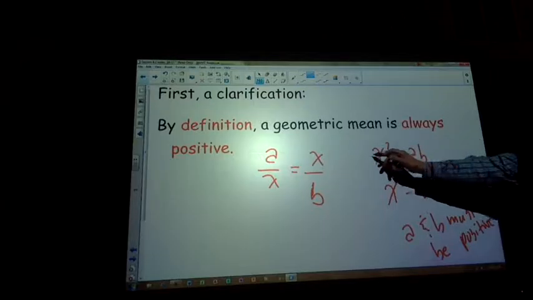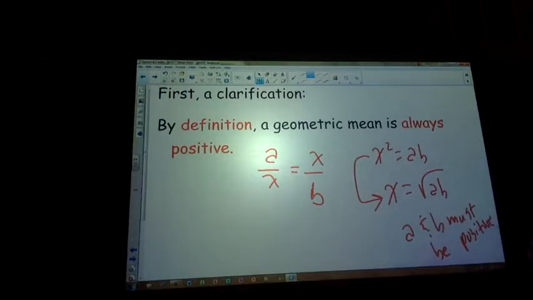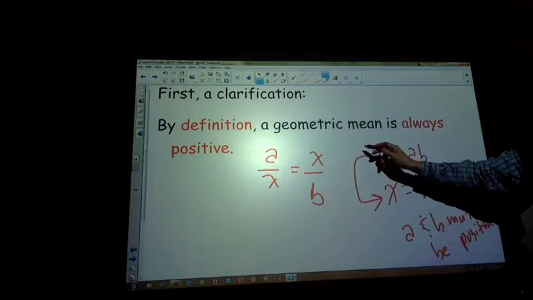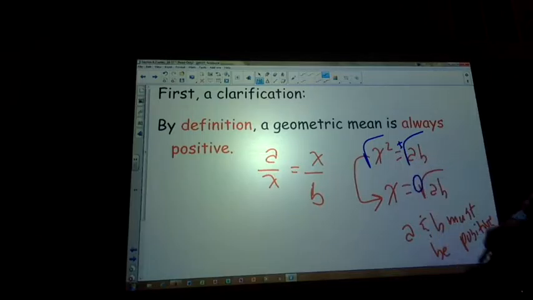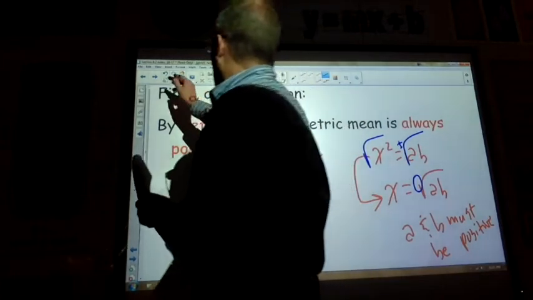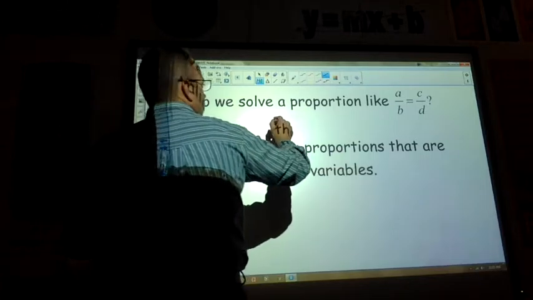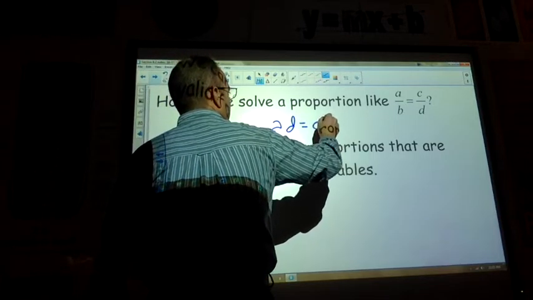How did I go from this step to this step? That would be, for those of you not following, root. This indeed goes with plus or minus, but then you only have the positive component there because we're talking about geometric mean. Okay, so how do we solve this? Well, we go a times d equals c times b.